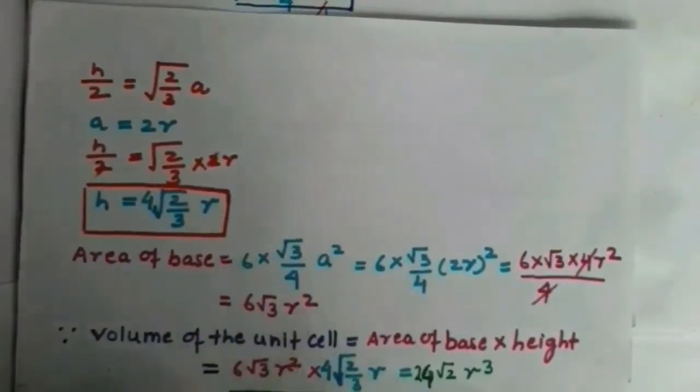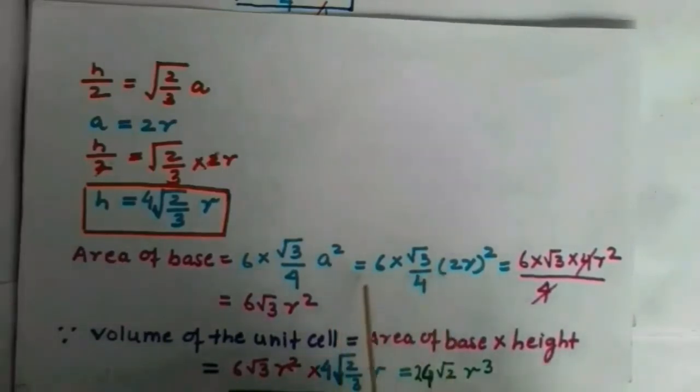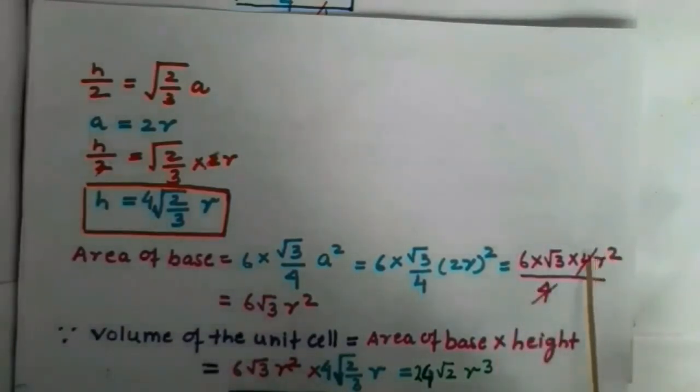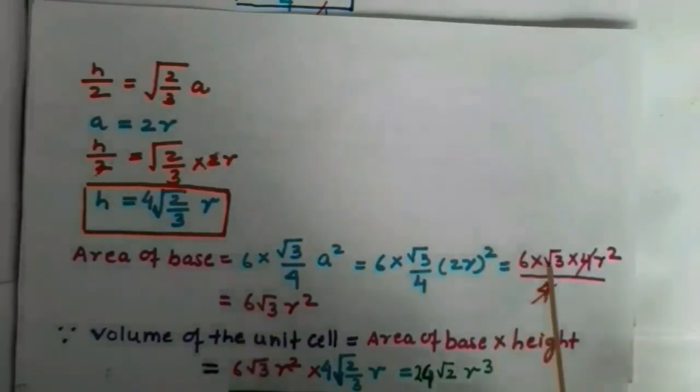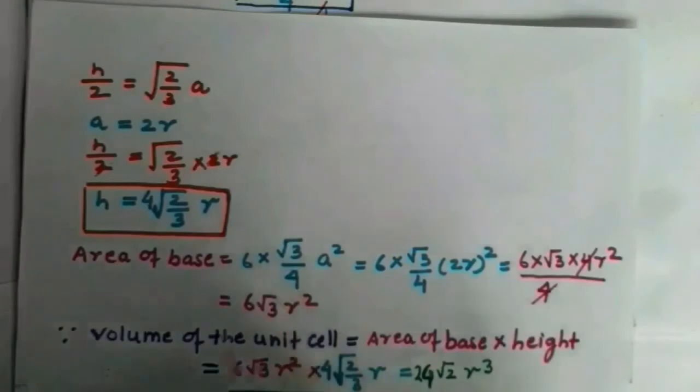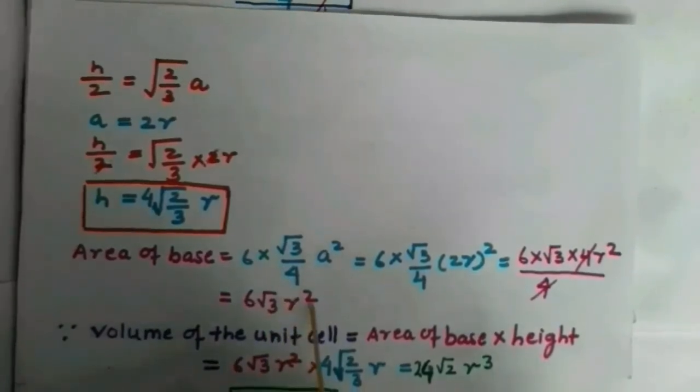Area of base is equal to 6 multiplied by root 3 by 4 a square, and substituting the value of a in terms of r, we get 6 multiplied by root 3 by 4 into 2r whole square. This 2r whole square will be equal to 4r square. This 4 and 4 will be cancelled out, and it will be equal to 6 multiplied by root 3 r square. So the area of base, that is hexagon, is equal to 6 root 3 r square.